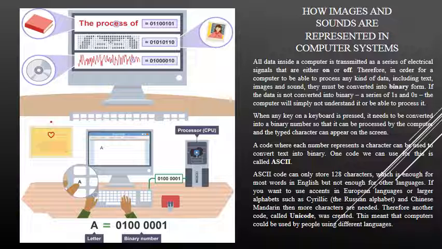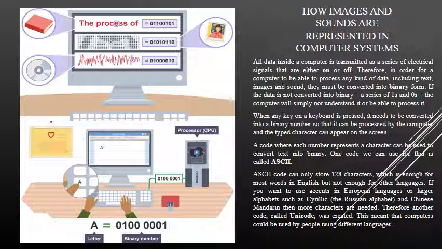When any key on a keyboard is pressed, it needs to be converted into a binary number so that it can be processed by the computer and the typed character can appear on the screen. A code where each number represents a character can be used to convert text into binary. One code we can use for this is called ASCII. The long form of ASCII is American Standard Code for Information Interchange.